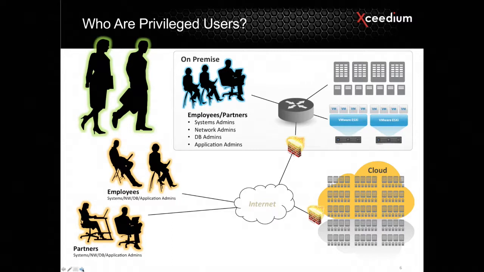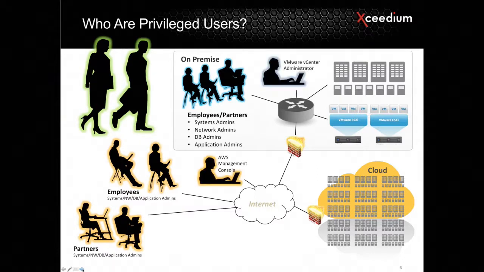So the diagram starts off here with on-premise, folks that are employees or potentially partners that may be working in your offices, on your network, within your physical infrastructure. Those same folks, whether they're employees or partners, the systems and network database and application administrators, they may be working from home, they may be working from a third-party office or from a Starbucks, and all of those things we know that all of our clients are dealing with.